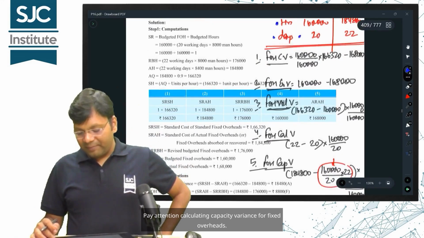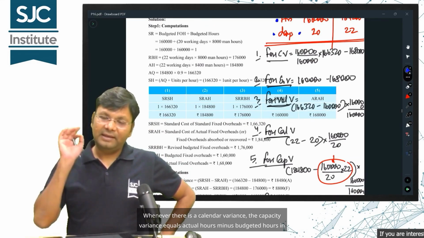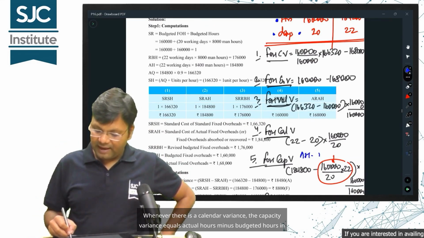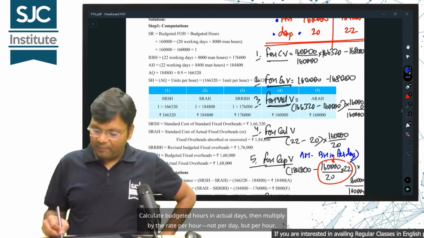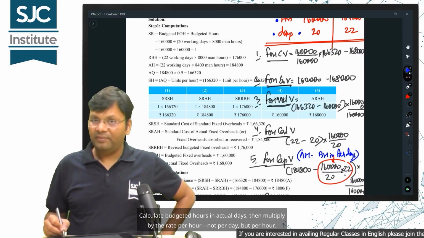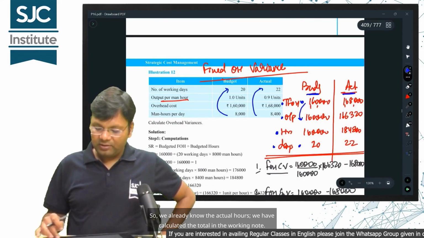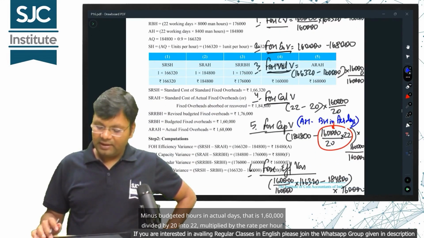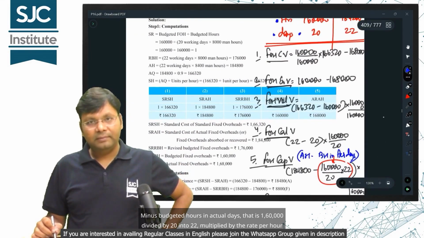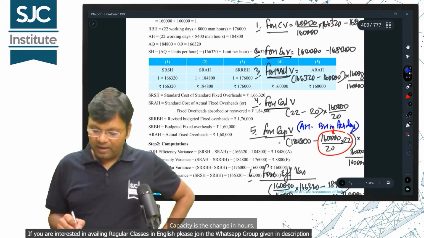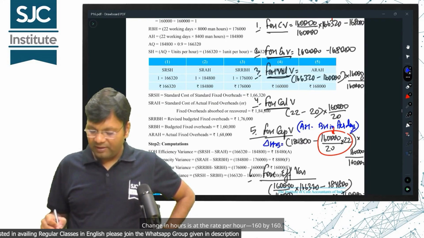Pay attention when calculating capacity variance for fixed overheads. Whenever there is a calendar variance, the capacity variance equals actual hours minus budgeted hours in actual days, multiplied by the rate per hour. Calculate budgeted hours in actual days, then multiply by the rate per hour, not per day, but per hour. We already know the actual hours, we have calculated the total in the working note. Minus budgeted hours in actual days, that is 1,60,000 divided by 20 into 22, multiplied by the rate per hour. Why do we use the rate per hour? Capacity is the change in hours. Change in hours is at the rate per hour, 160 by 160.